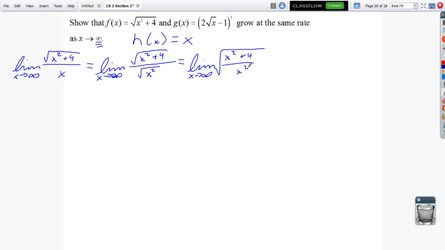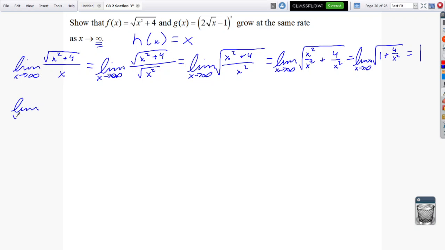And now that strategy that we've seen all video, I have my sum in the numerator, so I can split this up into x squared over x squared plus 4 over x squared. x squared over x squared ends up being 1. This ends up being the limit as x approaches infinity of the square root of 1 plus 4 over x squared. If I plug in infinity, this becomes 0. 1 plus 0 is 1. Square root of 1 is 1. Hey, look at that. That's a number. That number is not 0. That means f and h grow at the same rate.